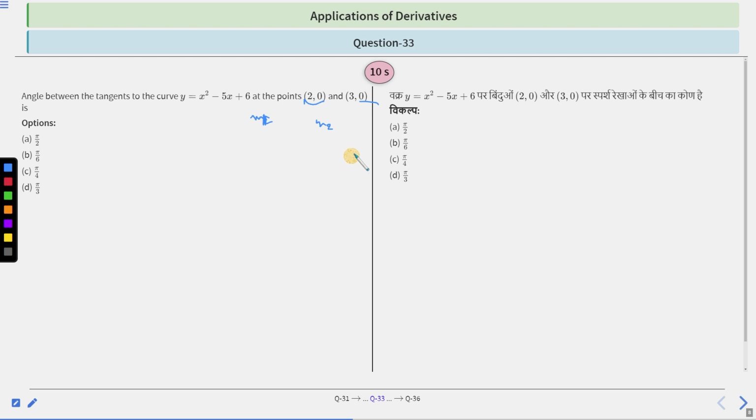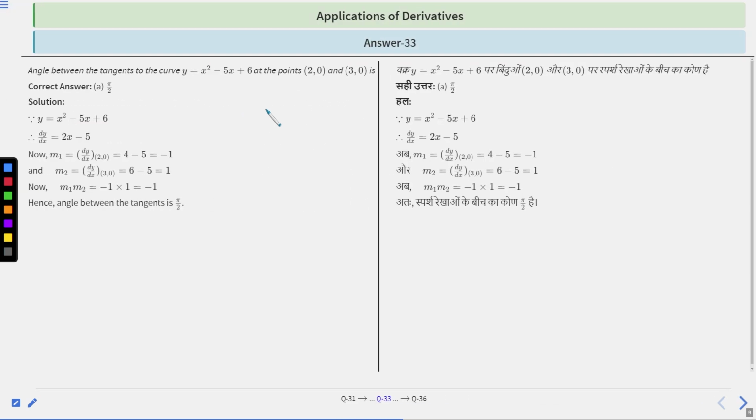So you have 10 seconds to solve this question. After 10 seconds we will discuss the solution. Okay, let's move to the solution part C.